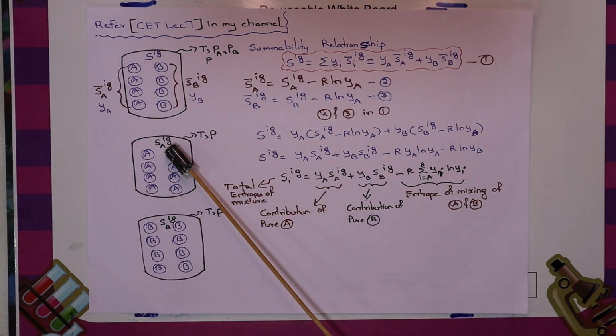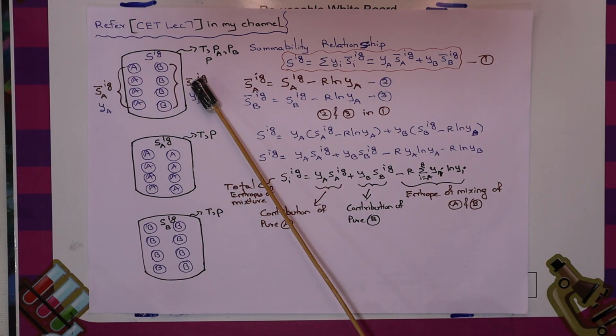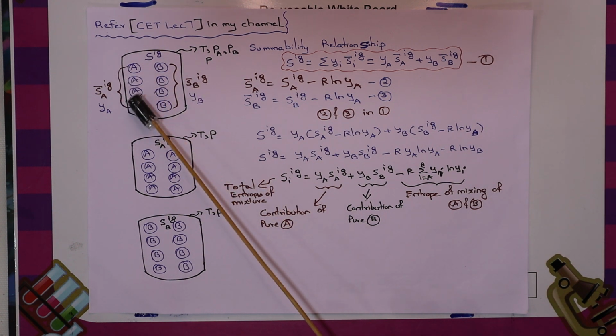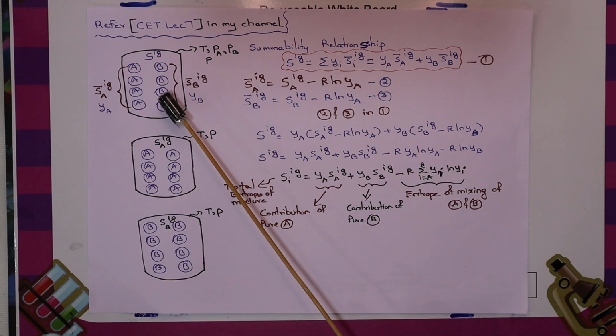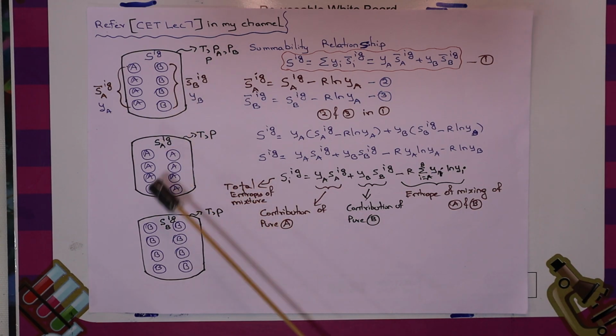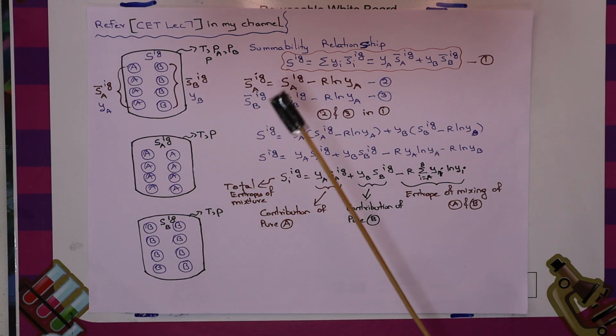It is no more S_A^ig, it will become S-bar_A^ig. Here it will become S-bar_B^ig. S-bar_A^ig and S-bar_B^ig represent the contribution of pure A in this mixture, and this is the contribution of pure B in the mixture. Here it's only pure A, it's only pure B. These are the notations you are supposed to learn in thermodynamics.